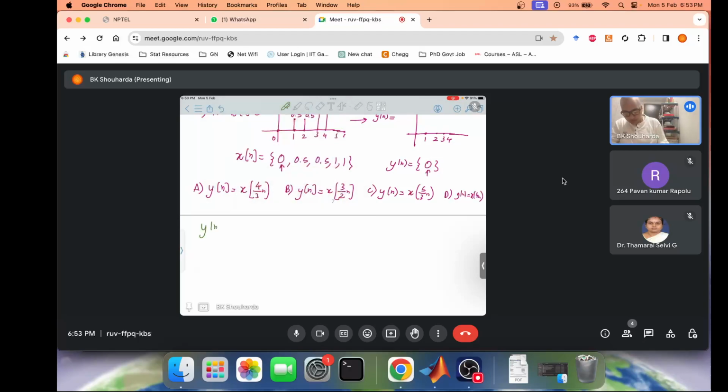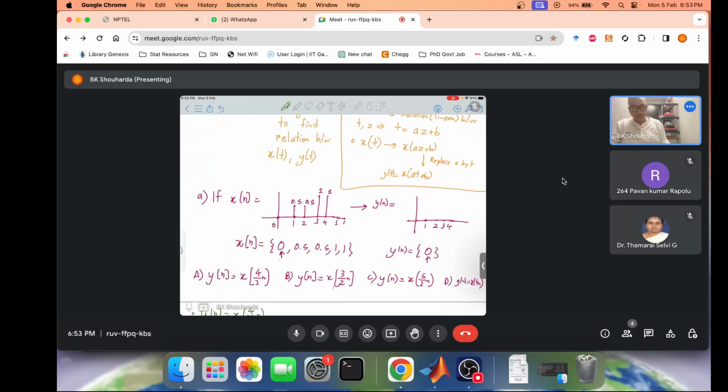So what's y[n]? That's x[4/3 n]. So we'll look at the indices. y[0] is x[0], which was originally 0 over here. It's matching. y[1] is x[4/3]. Unfortunately, x[n], the argument is defined only for integer numbers. So x[4/3] does not exist. So it's 0.